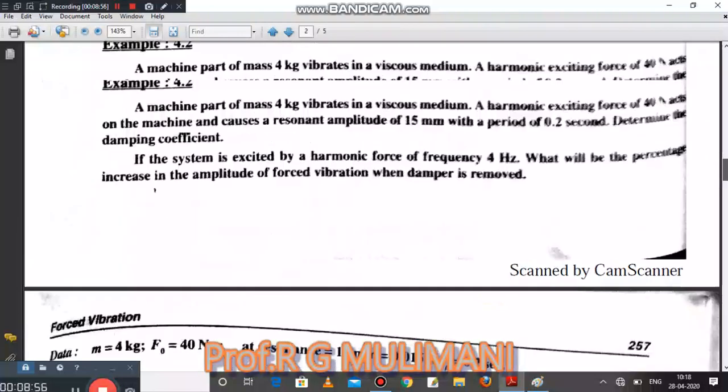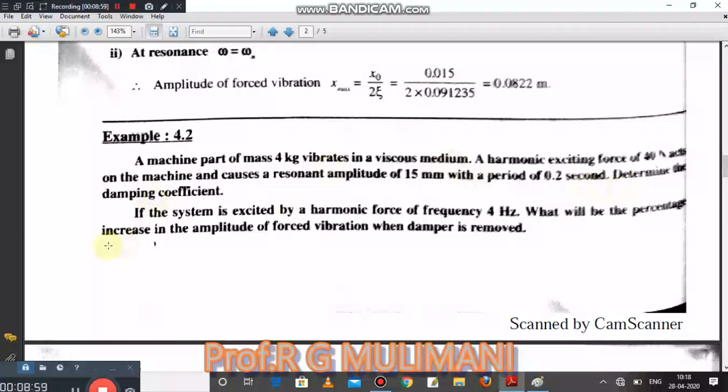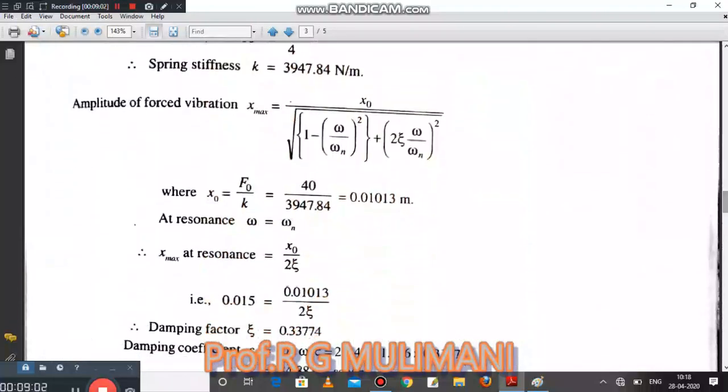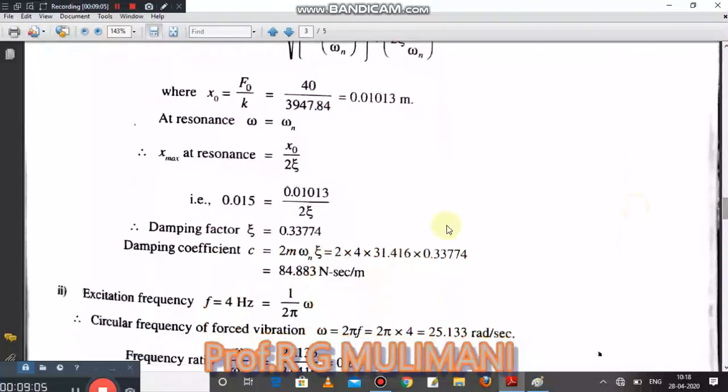What is the thing here? We need to find the damping coefficient. The damping coefficient is c. We know that zeta equals c by cc, where cc is 2m omega 1. So c equals 2m omega 1 into zeta. We already have the zeta value. Omega 1 equals square root of k by m. The mass value is 4 kg. So we have the damping coefficient.